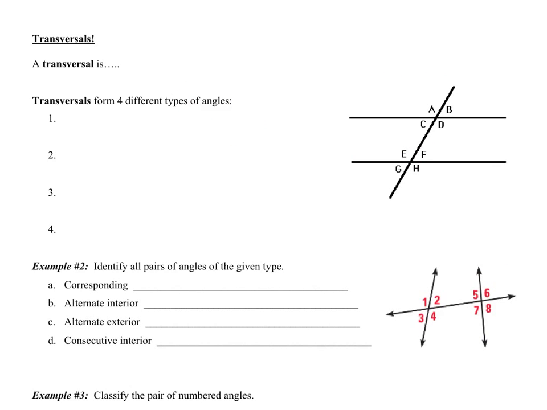Okay, now here's the really important part of section 1. This is stuff that we're going to use for the entire rest of the chapter, so it's important that we know this. A transversal is a line that intersects two other lines. So in this figure, this one is a transversal. It intersects the two lines that appear to be parallel. Okay, transversals form 4 different types of angles.